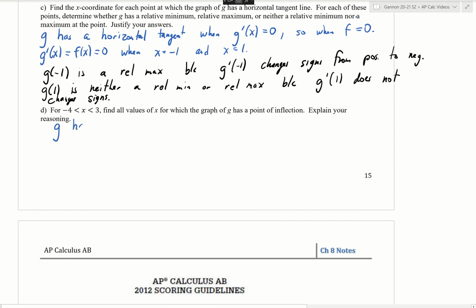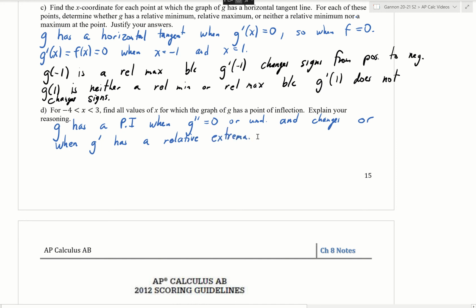So g has a point of inflection when g double prime equals 0 or is undefined and changes signs. Or another way to identify points of inflection has to do with the derivative. So, or when the derivative of g has a relative extrema. All right, those are the two ways that you can identify points of inflection depending on what you're looking at.